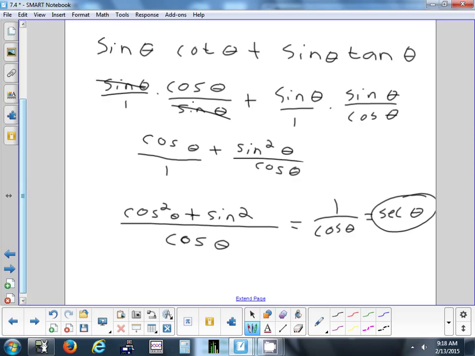That's more of a medium one because you had to use a few different identities: the Pythagorean, the reciprocal, common denominator and distributive property. Any questions on that one?